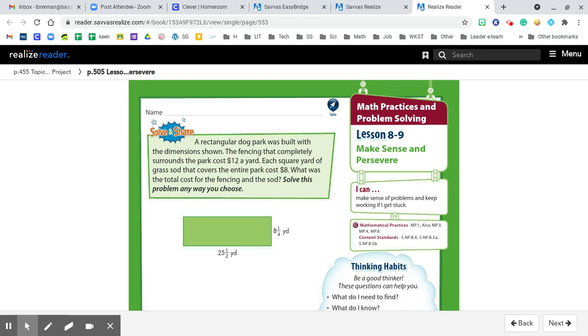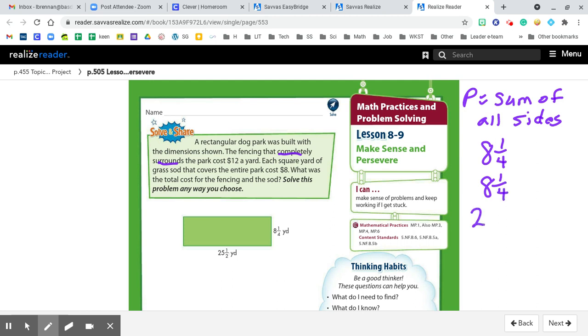So we have two different things we're looking for. First, we're looking for the fencing that surrounds the park. That's called a perimeter. So perimeter equals the sum of all sides. So that means we add them all together. So we have 8 1/4 plus 8 1/4 plus 25 1/2 plus 25 1/2. Or you could do 8 1/4 times 2 and 25 1/2 times 2, whatever you would choose to do.